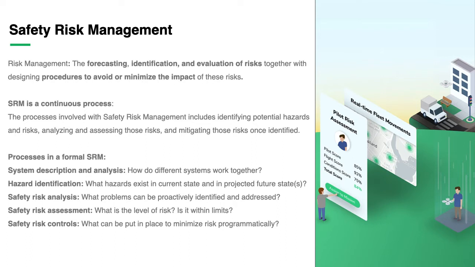The key words here are forecast, identify, and evaluate. Safety risk management is a process by which you look into the future, think about what sort of risks are going to be inherent with your operations, and think about designing procedures to avoid or minimize these risks. If they're going to exist, you need to have a plan to address these risks.